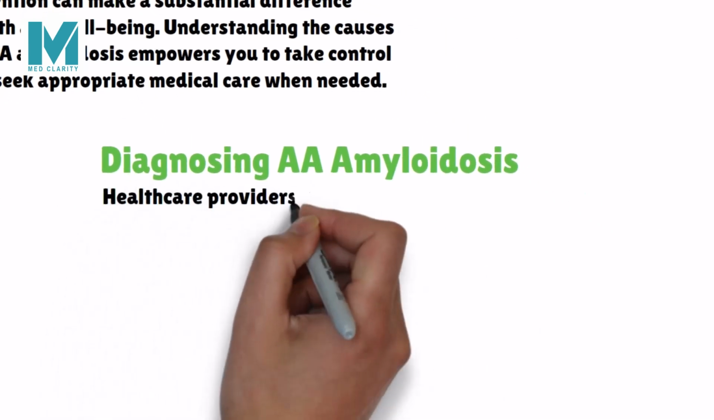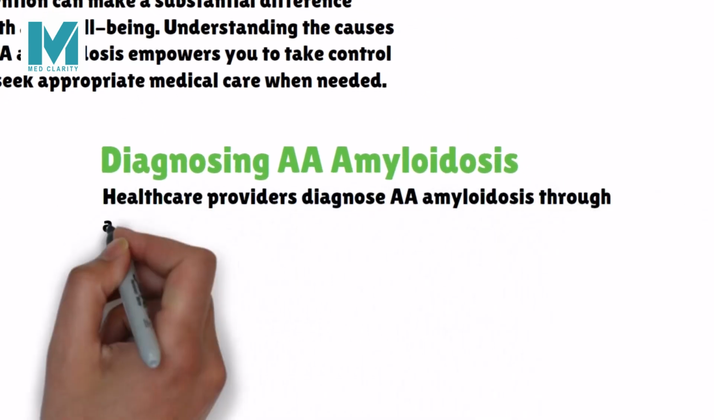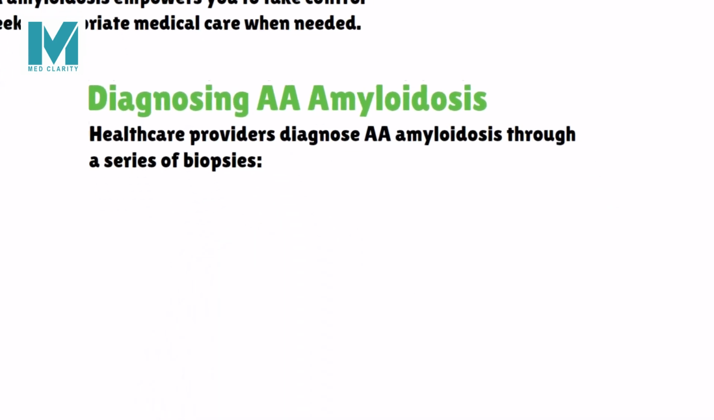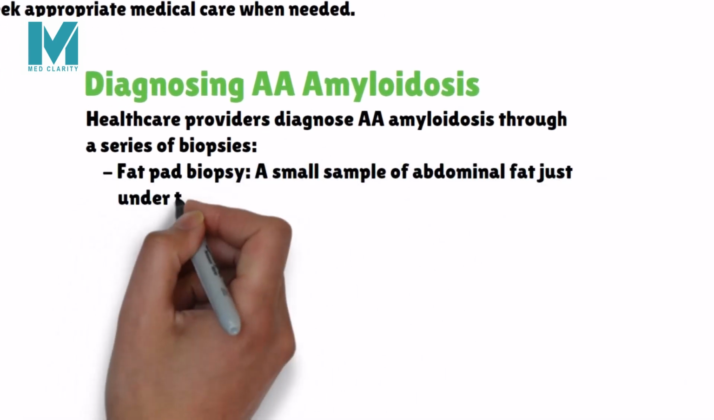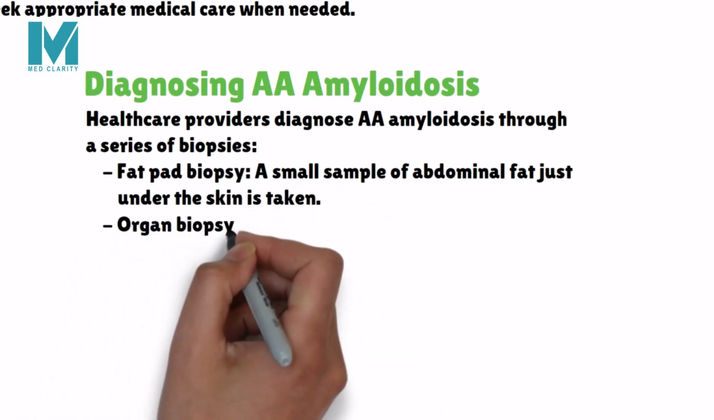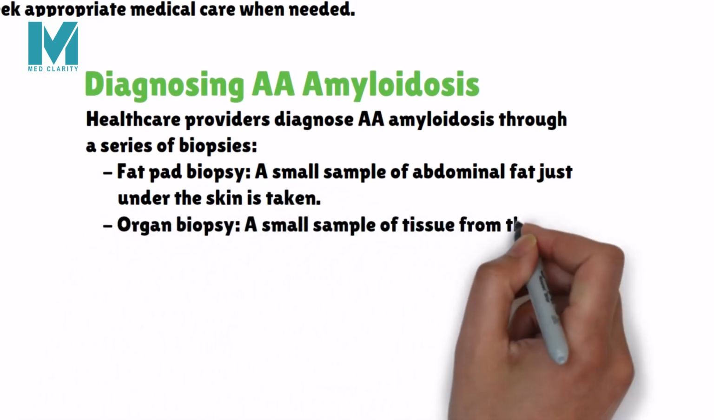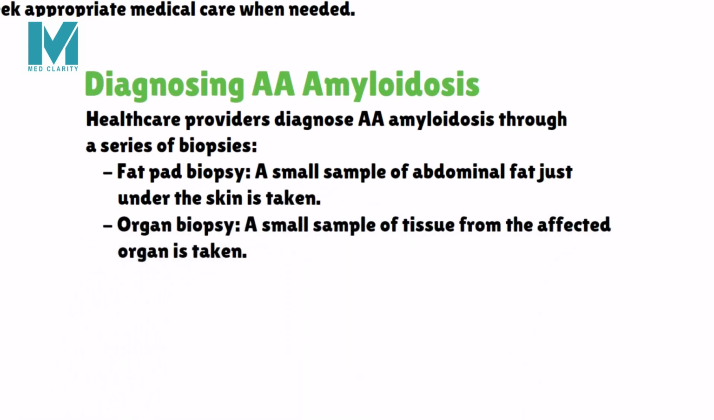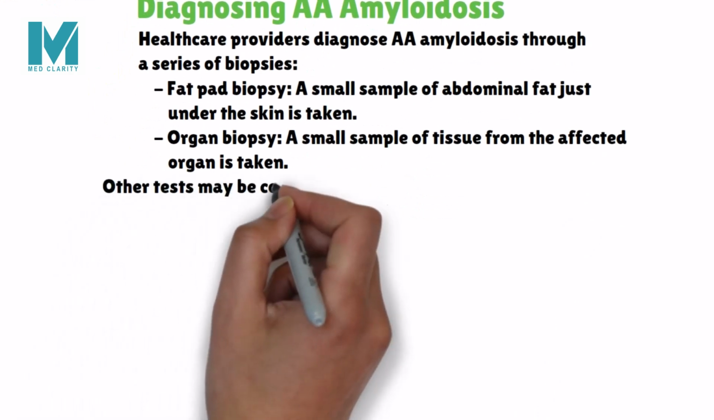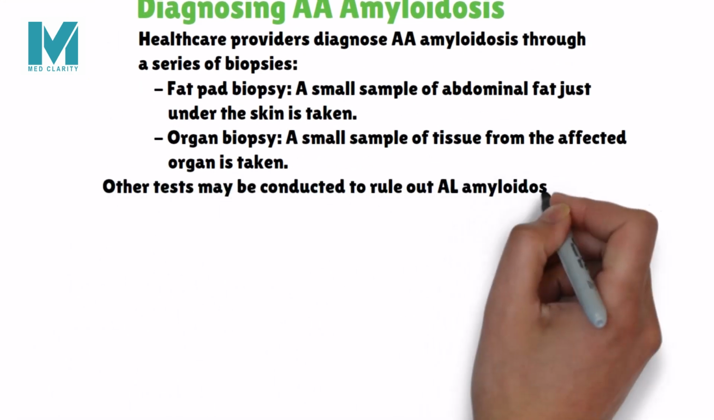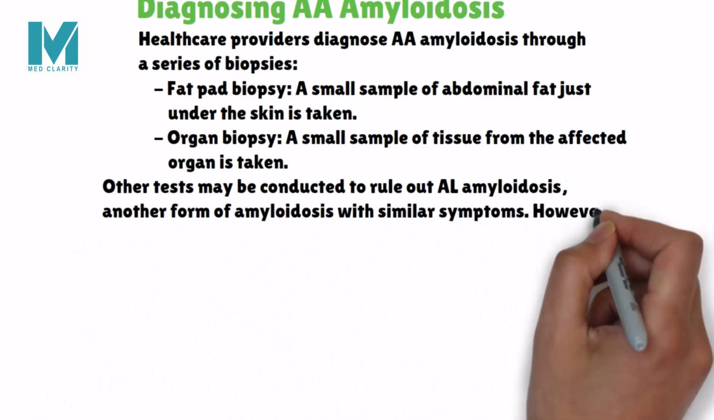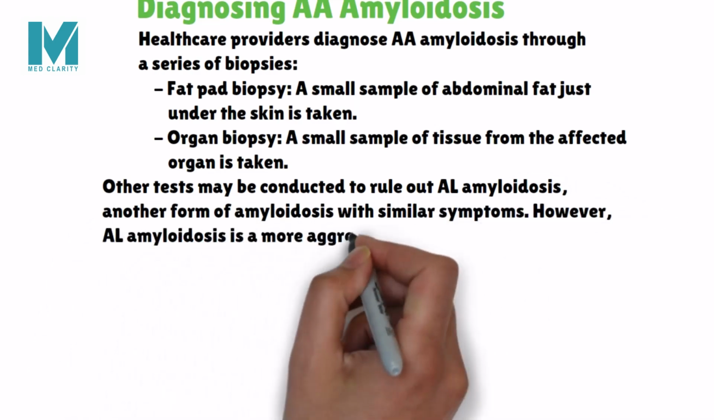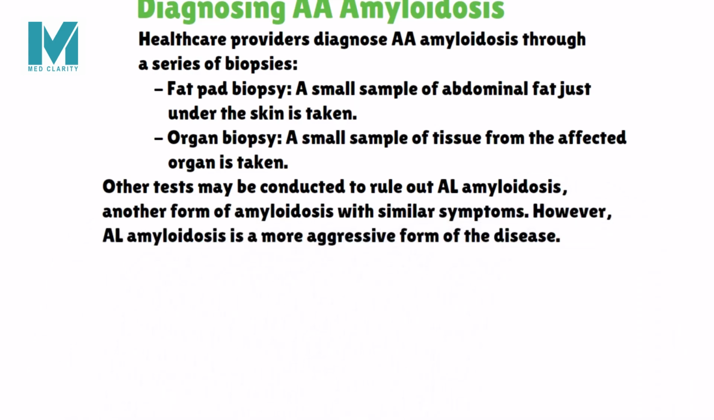Diagnosing AA amyloidosis. Healthcare providers diagnose AA amyloidosis through a series of biopsies. Fat pad biopsy. A small sample of abdominal fat just under the skin is taken. Organ biopsy. A small sample of tissue from the affected organ is taken. Other tests may be conducted to rule out AL amyloidosis, another form of amyloidosis with similar symptoms. However, AL amyloidosis is a more aggressive form of the disease.